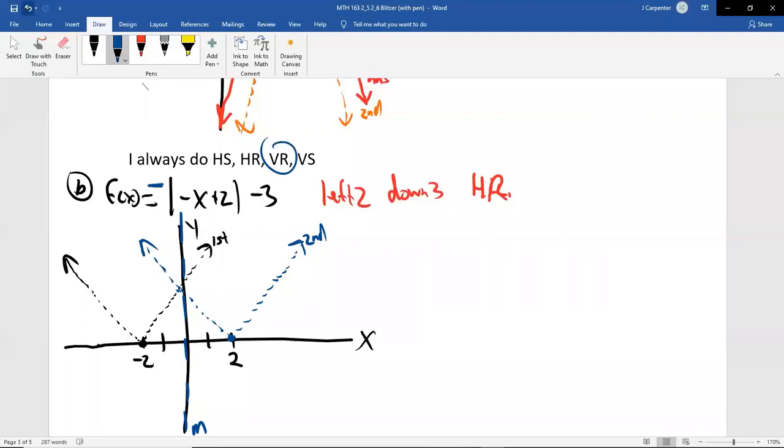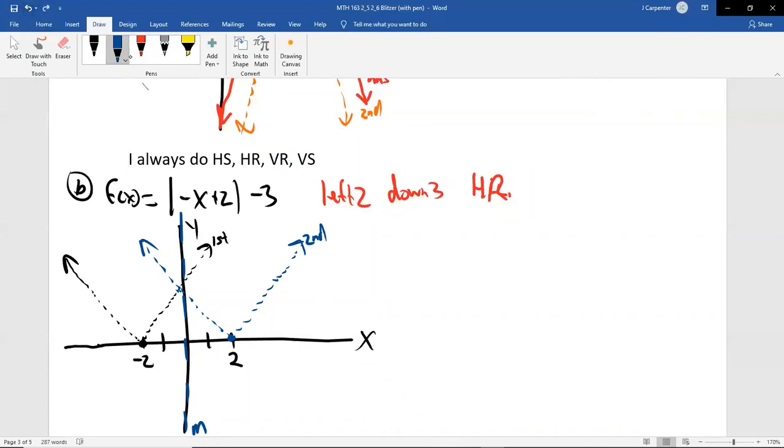That would be if there was a negative outside. If it looked like this, then there would be a vertical reflection, but it's not, so there isn't. So there is no vertical reflection. Third step: our third step will actually be the vertical shift, which we said was down 3.